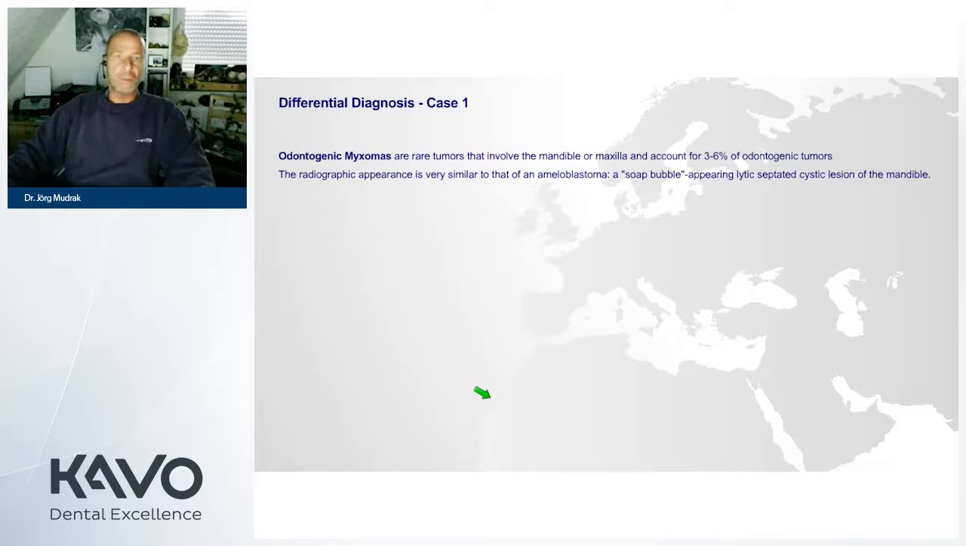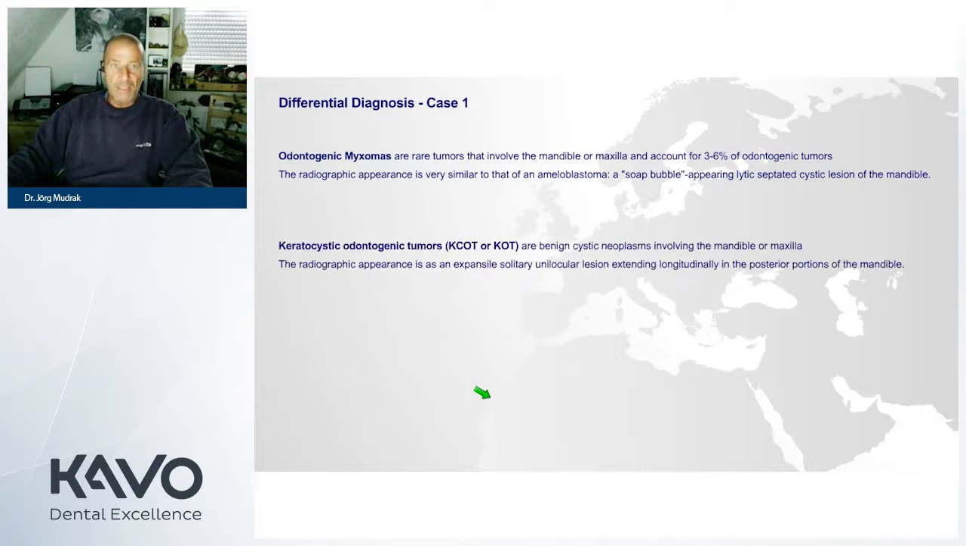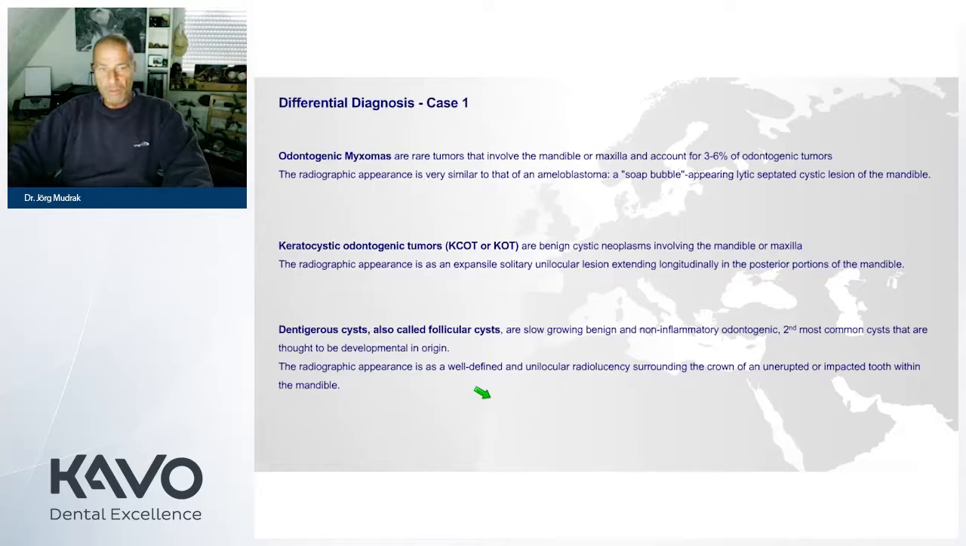All right, very good. Here is some information about the differential diagnosis. First of all, the odontogenic myxoma. Then we talk about the keratocystic odontogenic tumors. The keratocystic odontogenic tumors are very, very hard to treat because you have a lot of recurrences. It is very hard to remove the whole tumor, and if you don't get it all, it will always come back. So it's not an easy thing to treat, and it's not very convenient for the patient. And then the dentigerous cyst or follicular cyst, we all know this, they are slowly growing.